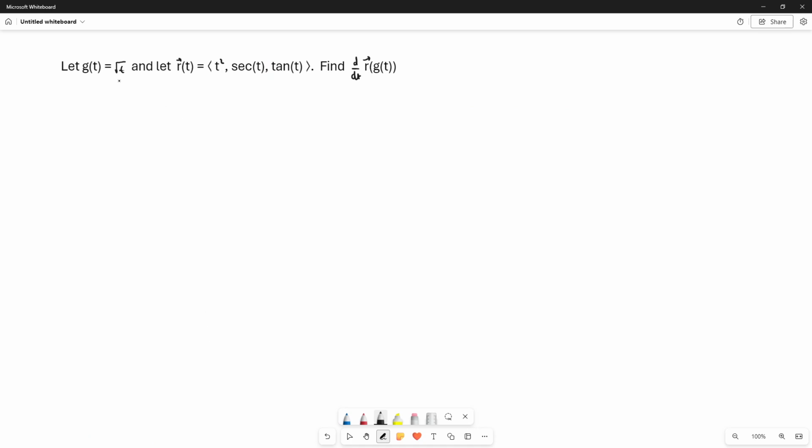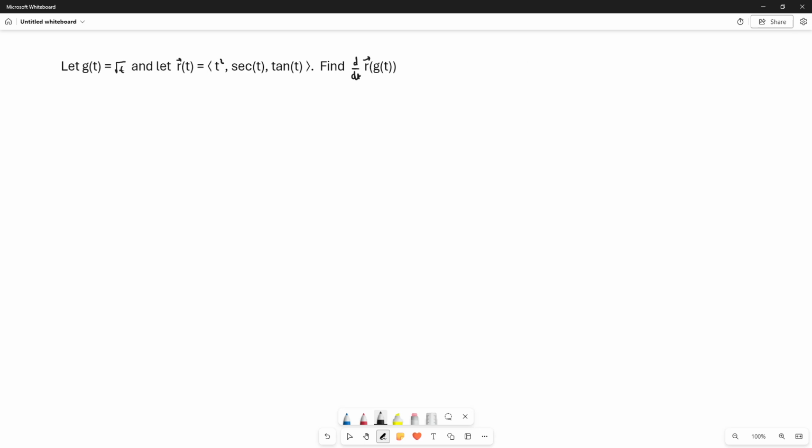Let g of t equal the square root of t, and let r of t be the vector valued function t squared, secant t, tangent t, and we would like to find the derivative of the composition, r of g of t.